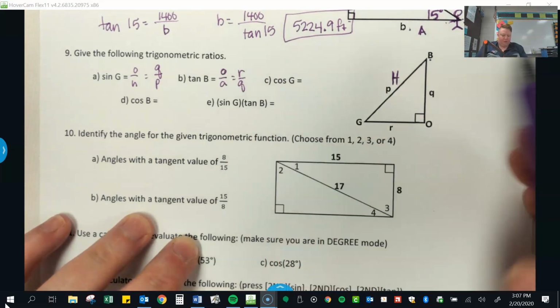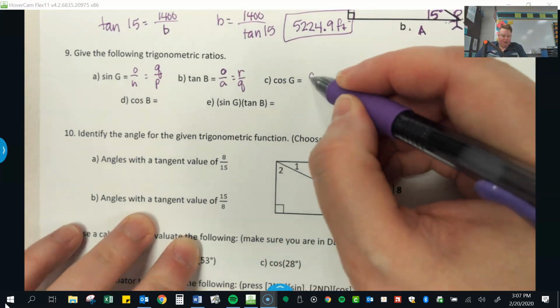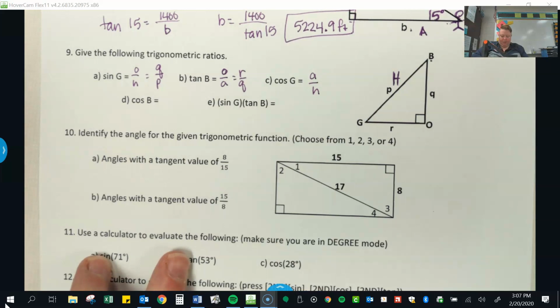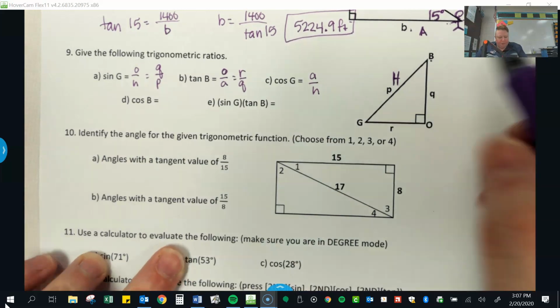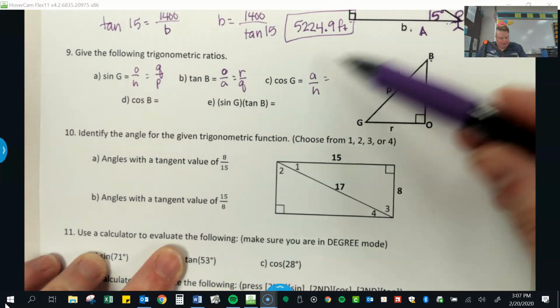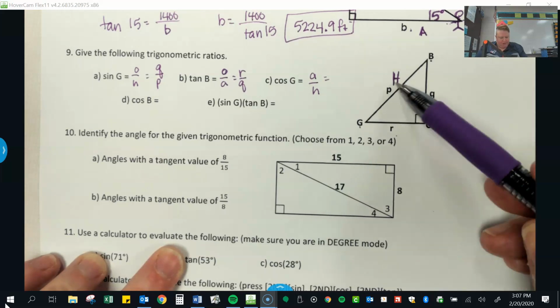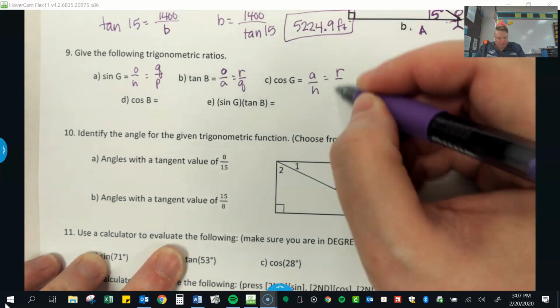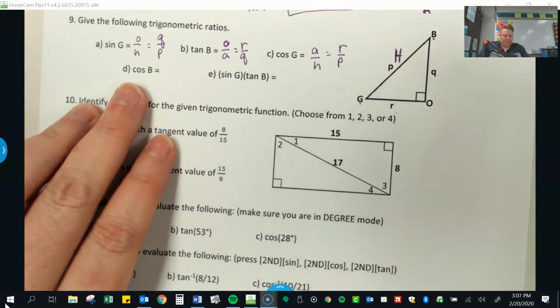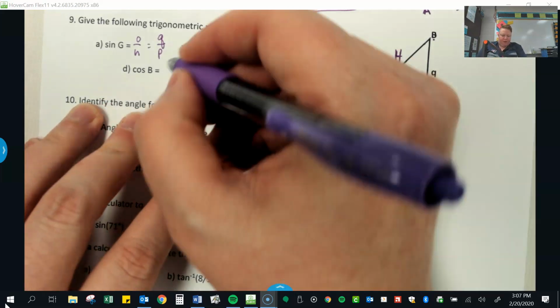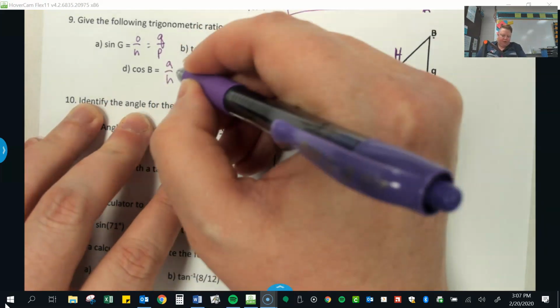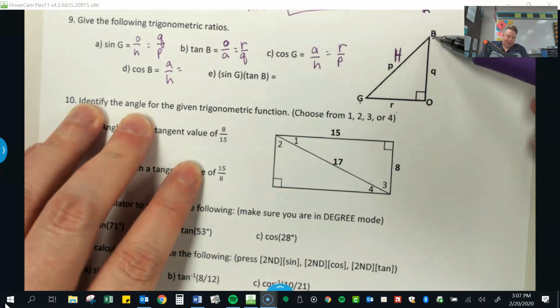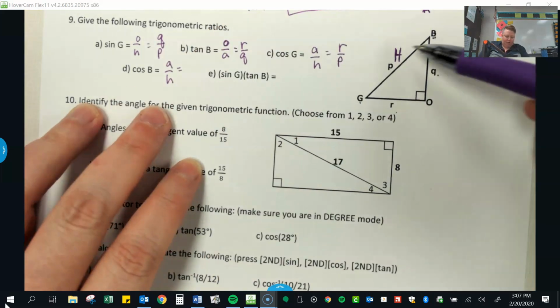Now it wants the cosine of G. Cosine is adjacent over hypotenuse. So that is cosine of G, adjacent over hypotenuse, R over P. Cosine B. Cosine is adjacent over hypotenuse. So cosine B is Q over P.